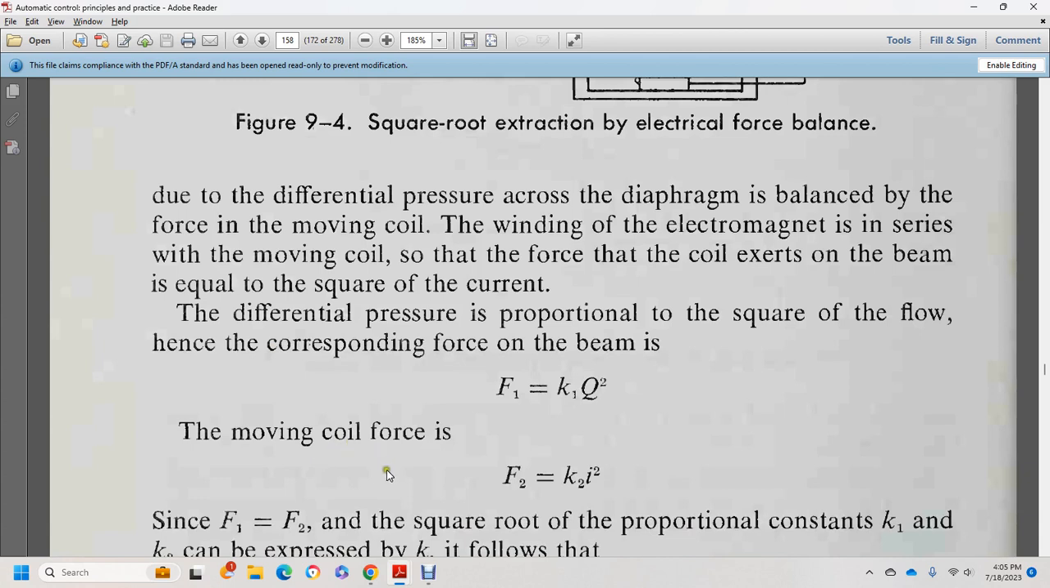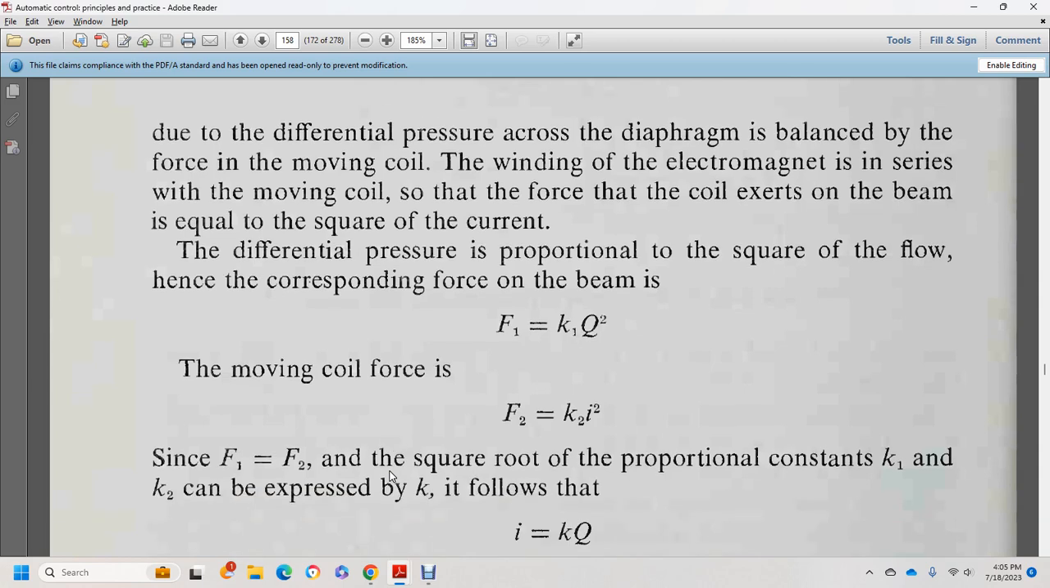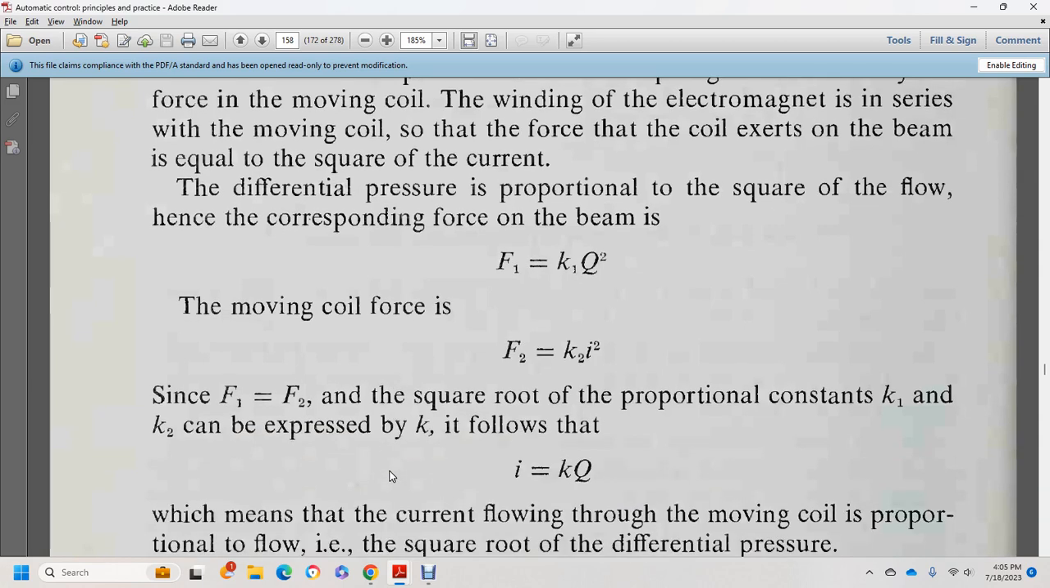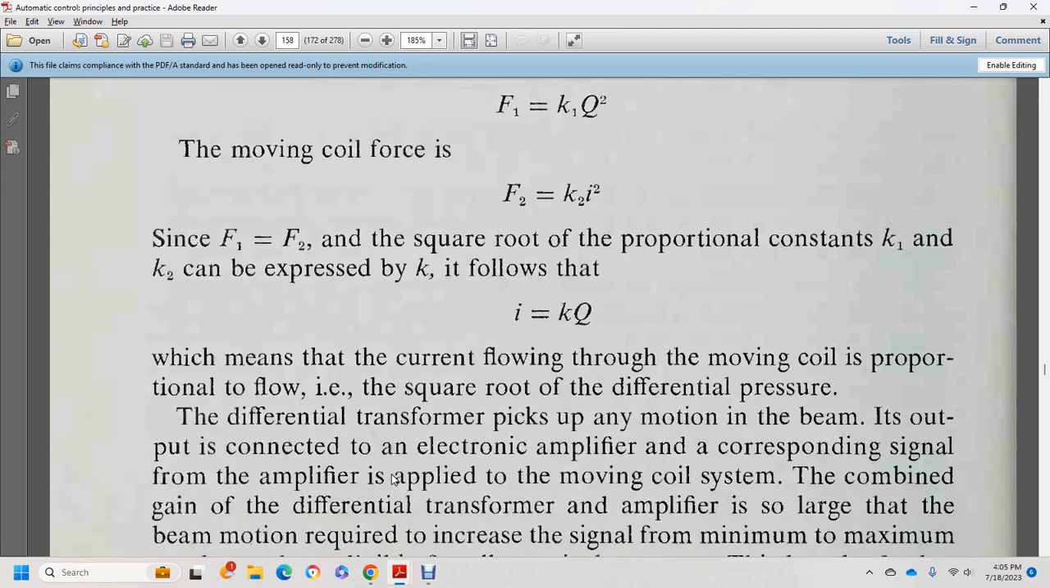So force 1 is equal to the constant K1 times Q squared, or F2 is equal to K2 times I. So I is equal to K over the square root, which means that the current flowing through the moving coil is proportional to the flow, the square root of the differential pressure.